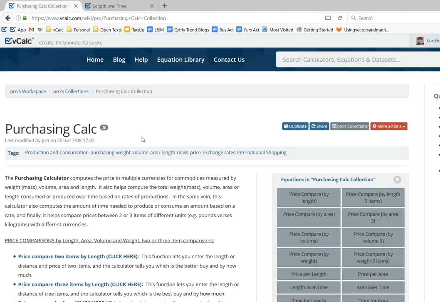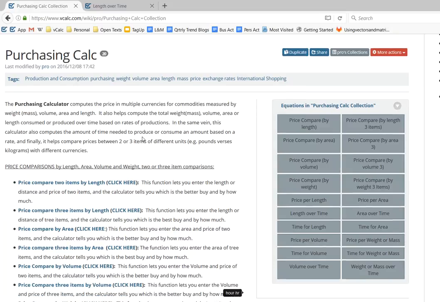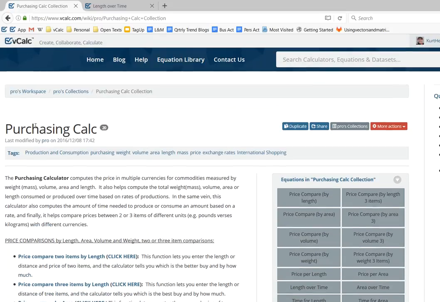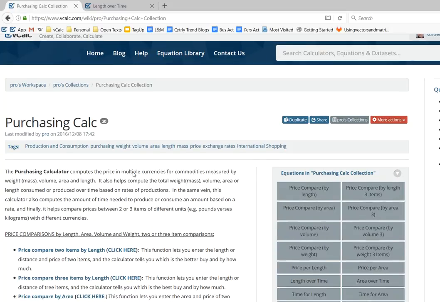In this video, we're going to show you how to use two of the VCalcs equations associated with production and consumption over time with something that's measured by its weight or its mass. These functions can be found in many places. One of them is the purchasing calc, and there will be a link inside this video, at the bottom of the video, to that calculator where you can do it.